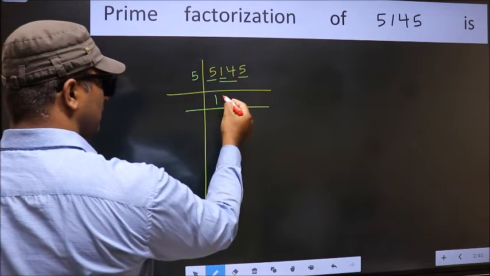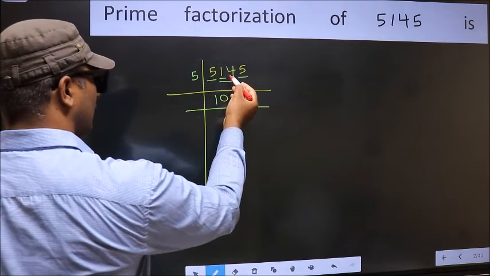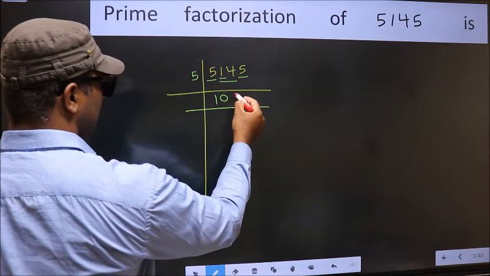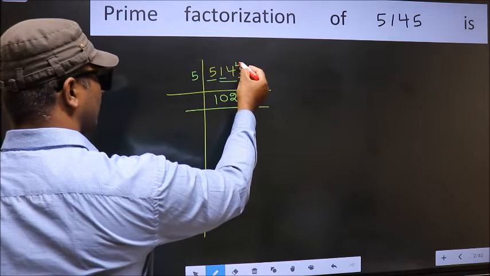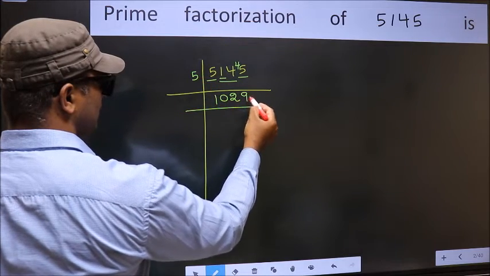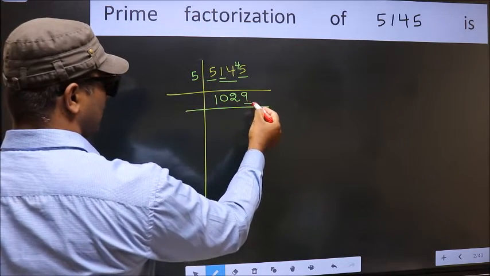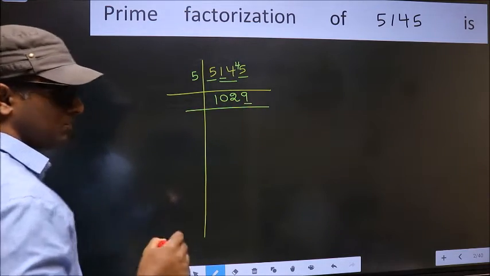Whenever you are taking 2 numbers, compulsorily put 0. Now 14, a number close to 14 in the 5 table is 5 twos 10. 14 minus 10, 4, 4 carried forward, 45. When do we get 45 in the 5 table? 5 nines 45. Now the last digit 9 is not even, so it is not divisible by 2.